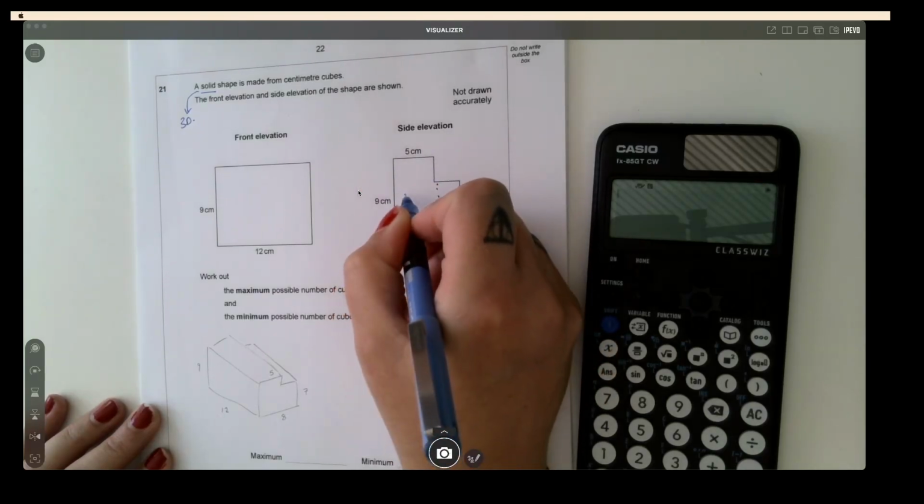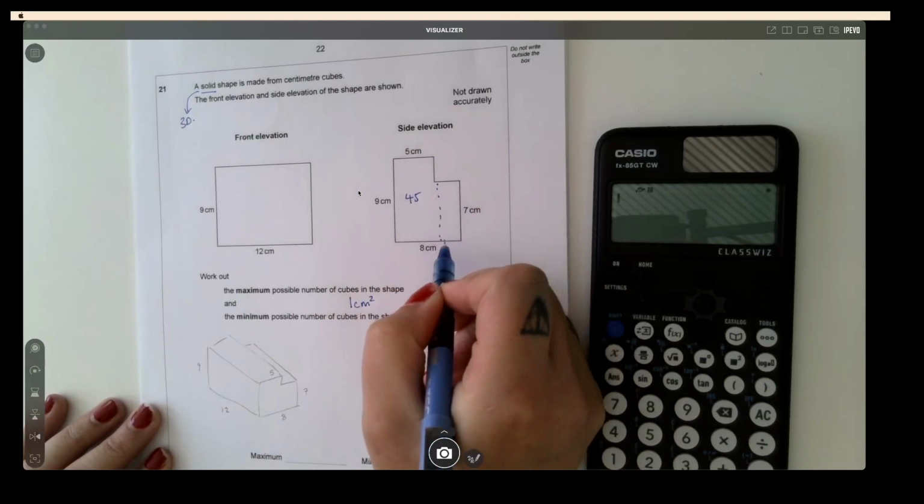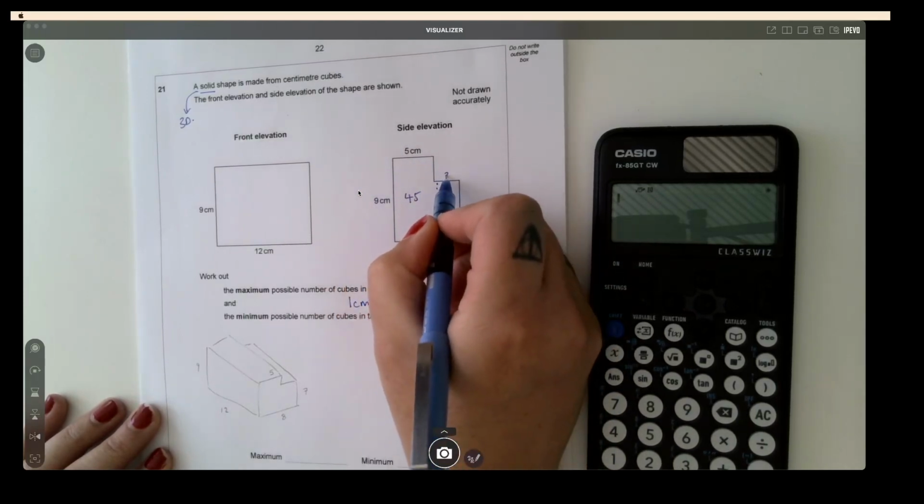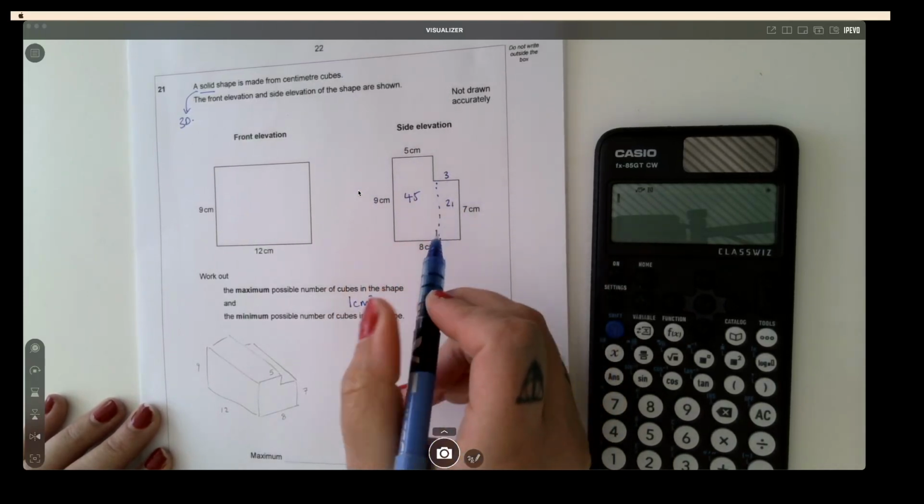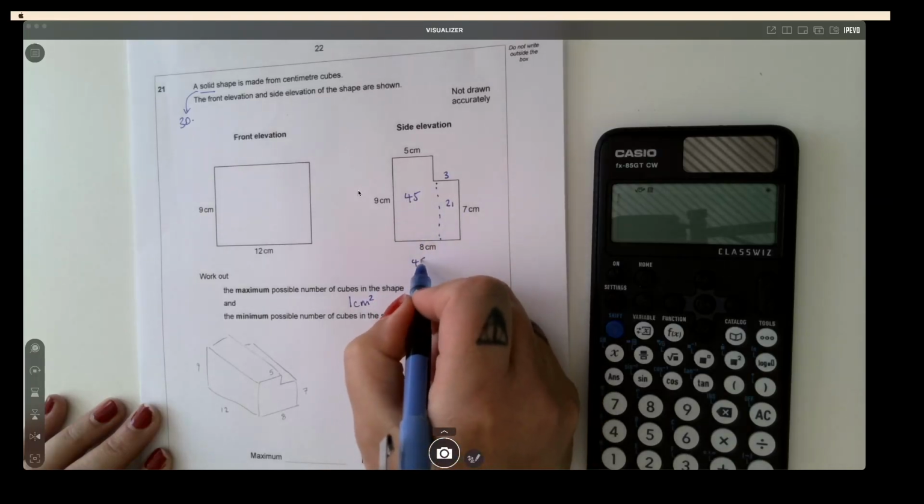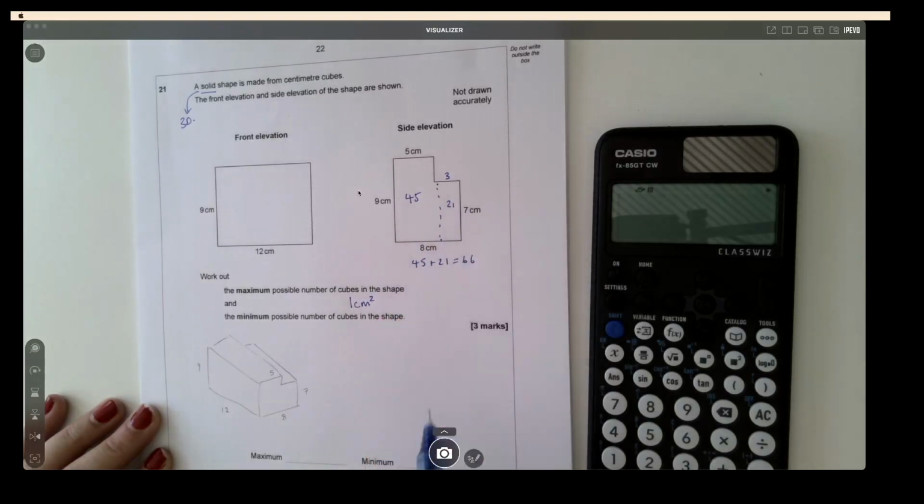So 5 times 9. And then this length is 8, this is 5, so this must be 3. 3 times 7 is 21. So 45 plus 21 is 66. So that's the area of this part here.